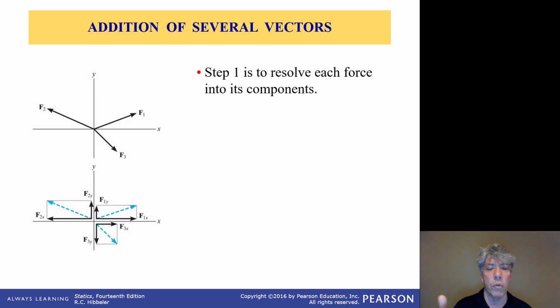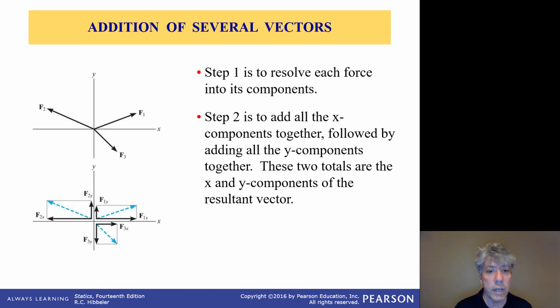So resolve F1 into components along the x and y axis. Same thing as F2, same thing as F3. And you see that's been done down in the lower figure. And then all we've got to do is add all of the x components together and then add all the y components together. Now, you won't add the x and the y, just like in my example.